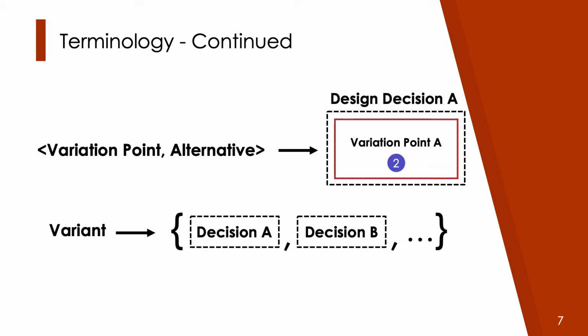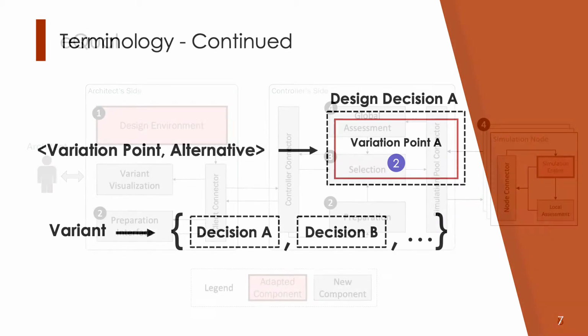If we decide one of these alternatives is going to be the one that we are going to use in our system, for example, 2, then that forms a design decision, meaning that the pair of an alternative and a variation point is going to be a design decision for our system. Now, if we put together all the design decisions that form a system, meaning all the design decisions that end up accomplishing the functional requirements defined for a system, that is going to be what we call a variant.